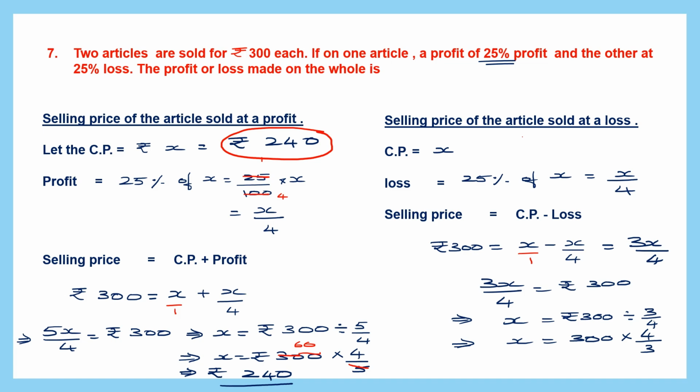Now we can cancel 3 into 100. And here 100 into 4 is 400. So we've got 400 rupees, and this is X. And what is X? X is the cost price here. So let's write this 400 there. So here it is 400 rupees. So this is the cost price here. So we have cost price when there was a profit, and cost price when there was a loss. So now let's go to the next step.